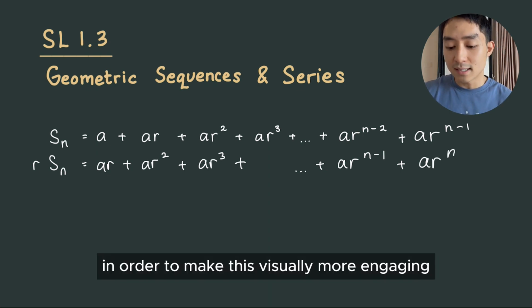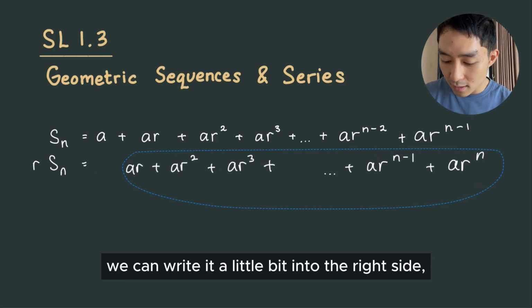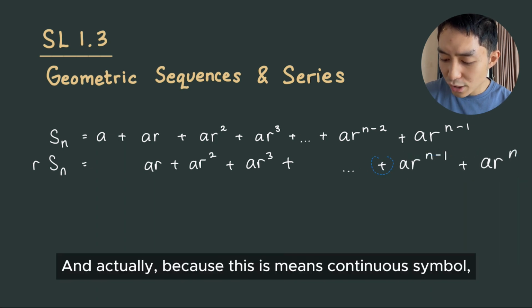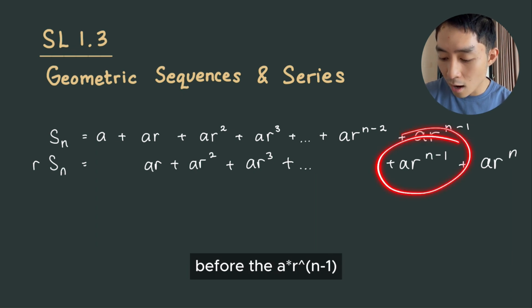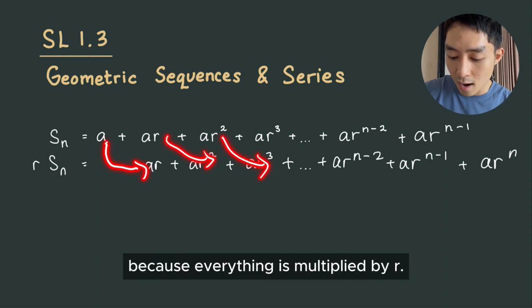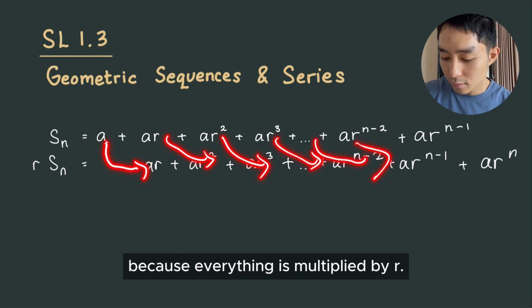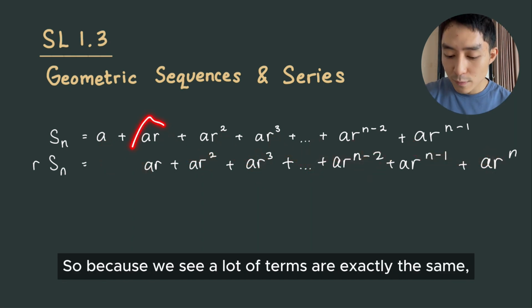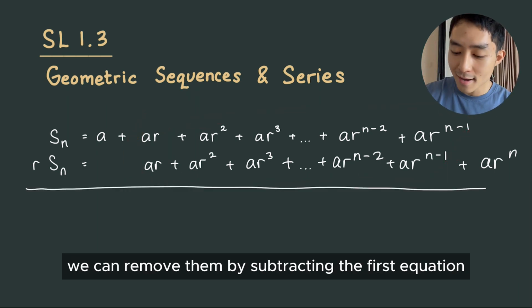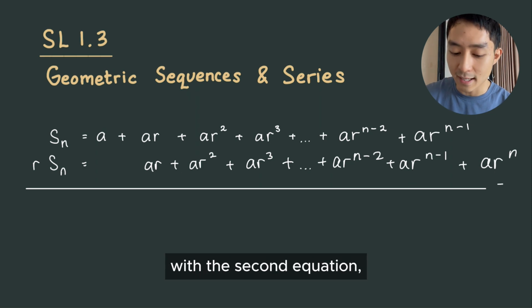In order to make this visually more engaging, we can write it a little bit to the right side. And actually, because this means a continuous pattern, before the ar power n minus 1, we have ar power n minus 2, because everything is multiplied by r. Because we see a lot of terms are exactly the same, we can remove them by subtracting the second equation from the first equation.